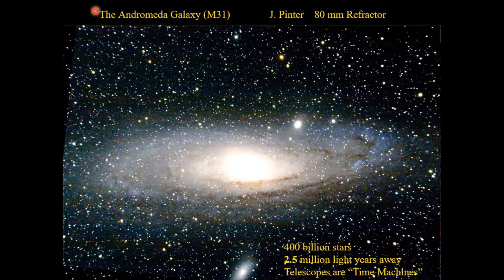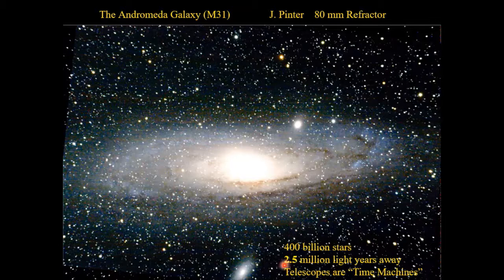This is a picture of the Andromeda Galaxy. Again, I took this with a very small telescope using a digital camera mounted on the back of the telescope. This Andromeda Galaxy is similar to our Milky Way galaxy. It contains, we think, about 400 billion stars. Remember, each of those stars is a sun, like our own sun. It's about 2.5 million light years away. Now remember that light travels 1 light year per year. So that means it took the light from this galaxy 2.5 million years to get to Earth.